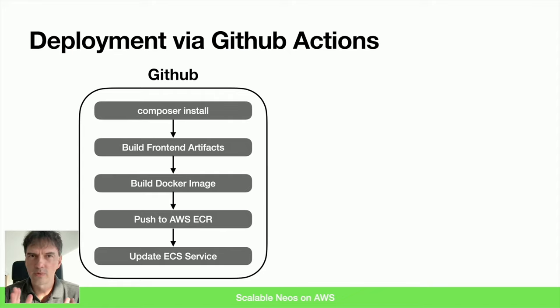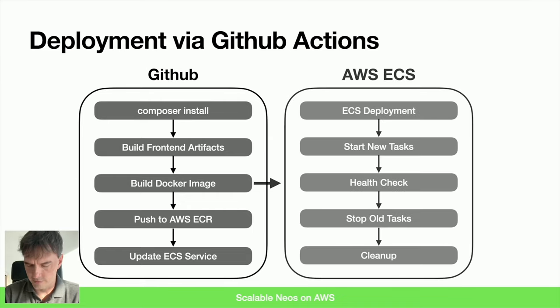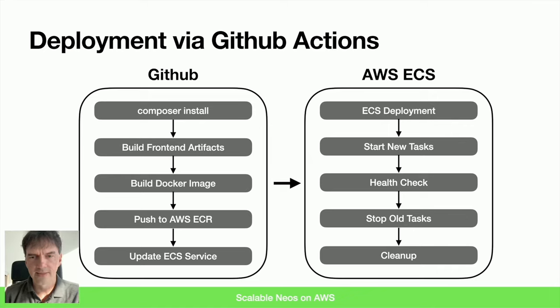And as soon as we've pushed it to the registry, giving a specific version, we can update our service. We can tell the AWS service, please, I want to update our Neos application to the newest task definition. And then enters the AWS part. What happens in AWS?